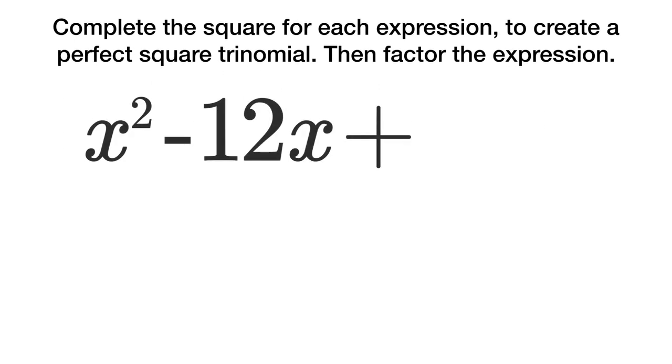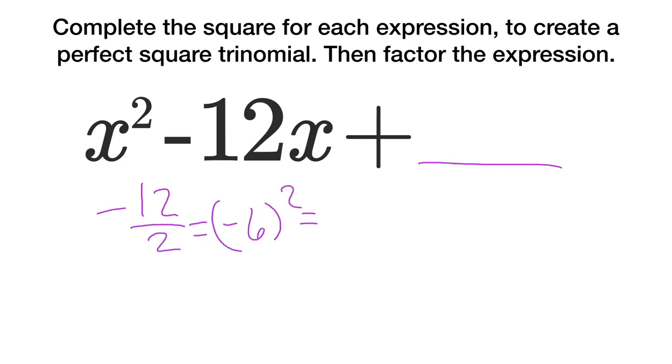So whenever we have an expression like this, we are looking for the third part to complete our square. So here's how we figure it out. We take our b value. In this case, our b value is negative 12. So negative 12 divided by 2 is negative 6. And negative 6 squared is 36. So it becomes plus 36.